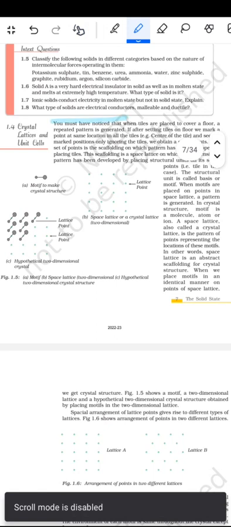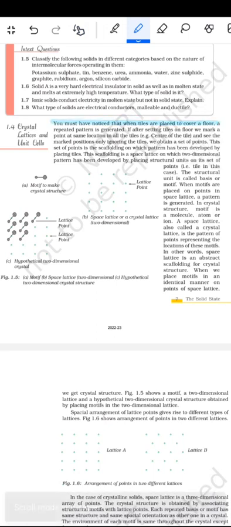NCERT says that you must have noticed that when tiles are placed to cover a floor, a repeated pattern is generated. If, after laying tiles on the floor, we mark a point at the same location in all the tiles, the center of the tile, and see the marked positions only, ignoring the tiles, we obtain a set of points. This set of points is the scaffolding on which the pattern has been developed by placing tiles. This scaffolding is a space lattice on which the two-dimensional pattern has been developed by placing the structural unit on its set of points.